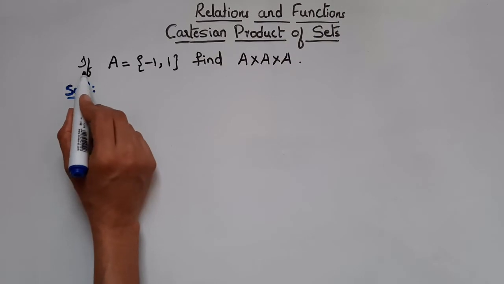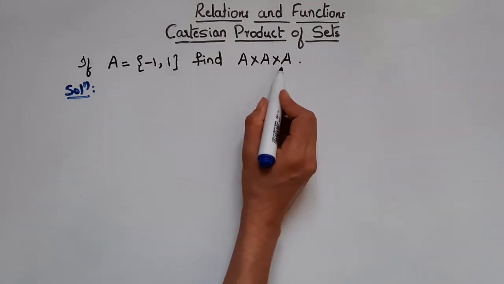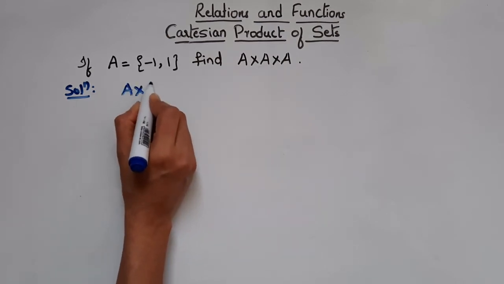So now let's see this. Here it says if A is equal to minus 1, 1, find A cross A. So first let's find A cross A. So what is A cross A?